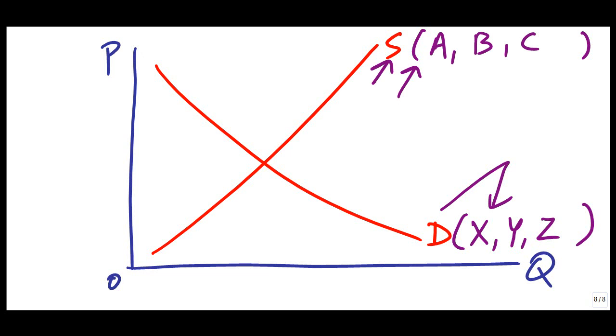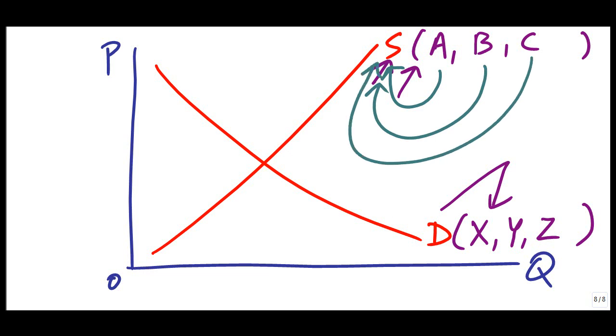So that if there's a change in, let's say, A, there's going to be a change in supply. If there's a change in B, there's going to be a change in supply. If there's a change in C, change in supply. And the same thing with respect to demand. Change in X leads to a change in D, demand. Change in Y leads to a change in demand.